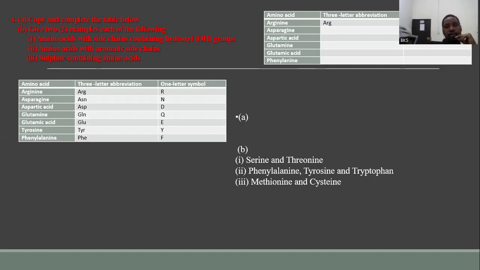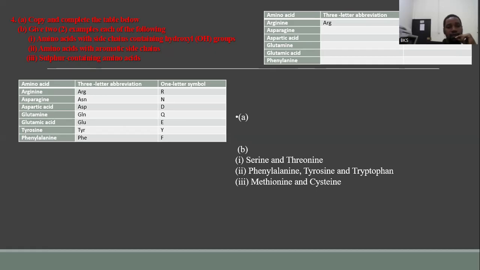Amino acids: three-letter codes are given, and we are expected to put the one-letter code. So we have arginine, which is R. We have asparagine, which is N. We have aspartic acid, which is D. We have glutamine, which is Q. We have glutamic acid, which is E.